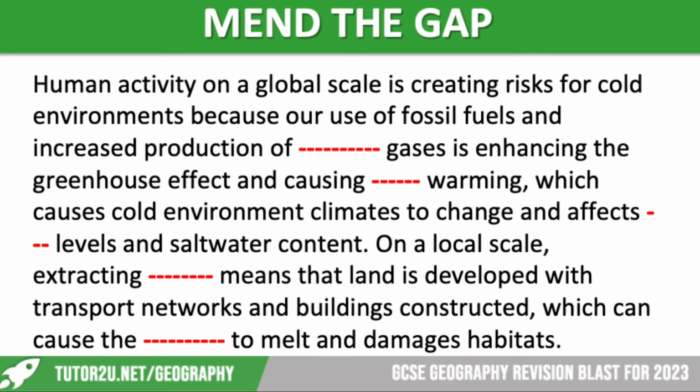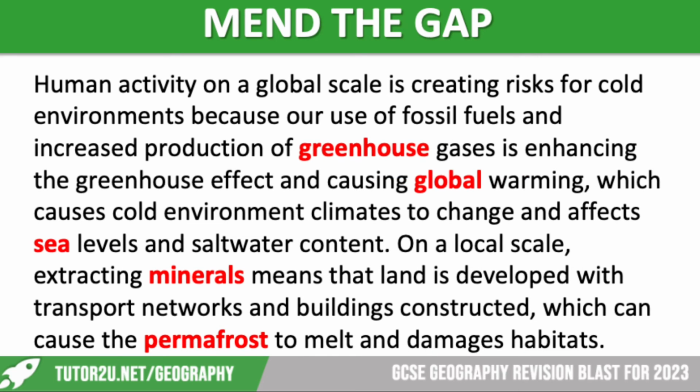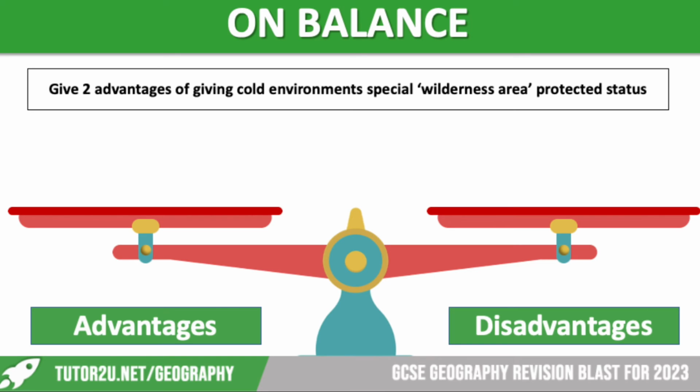Let's see if you have got these correct. We have got greenhouse gases, we've got causing global warming, it affects sea levels, on a local scale extracting minerals means that the land is developed, and then at the bottom we have got it can cause the permafrost to melt and damage its habitat. So well done if you got those correct.